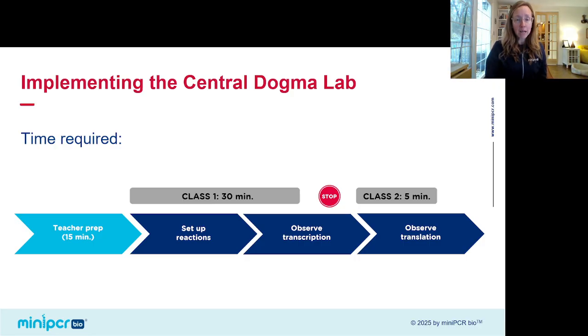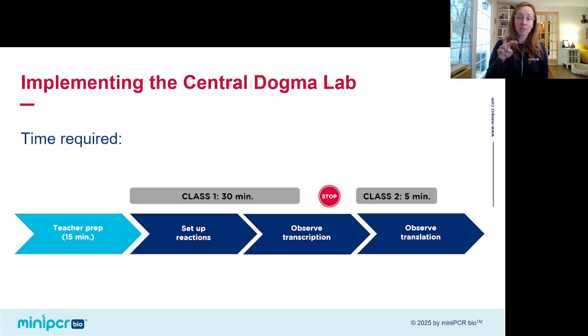In terms of time, it takes about 15 minutes of teacher prep to get ready for this experiment. That's just portioning out your reagents and preparing your BioBits pellet strips. In class, it takes about 30 minutes to do the parts of the experiment that I demonstrated for you today. You set up your reactions and you observe transcription. The next day, you would observe translation, and that's a very brief amount of time, like 5 or 10 minutes, just to turn on the P51, take your observation, and debrief what you're seeing.